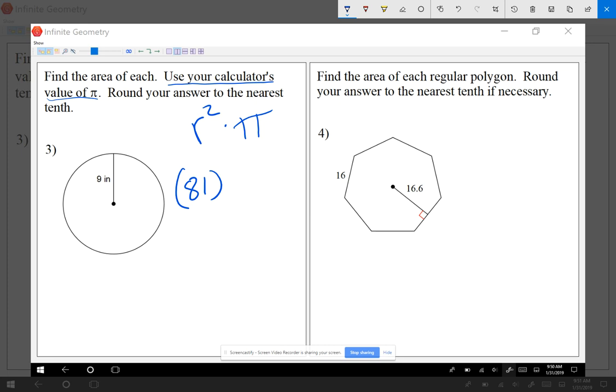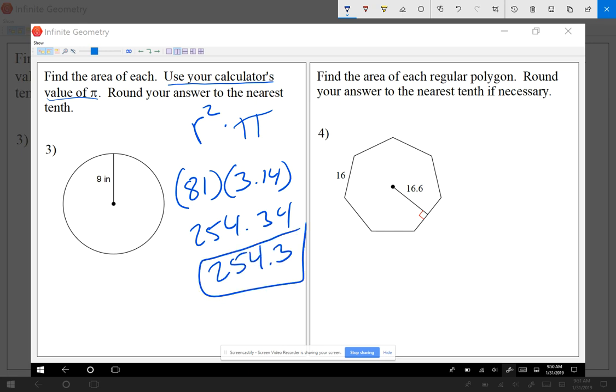tenth, we're going to look at pi as a decimal. I'm going to estimate it to be 3.14. Some calculators have the key pi. Just multiply them. So I'm just going to go 81 times 3.14. According to my calculator, I get 254.34. But I'm asked to round it to the nearest tenth. The second decimal place is too small, so I'm going to ignore it. So I get 254.3. So again, I'm using pi as a decimal because it says use your calculator's value of pi. Calculators tend to estimate, so they tend to deal with decimals.